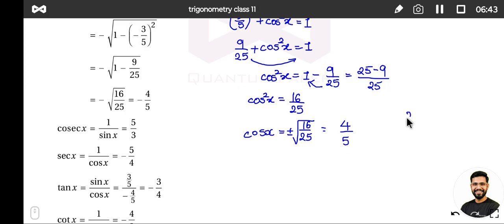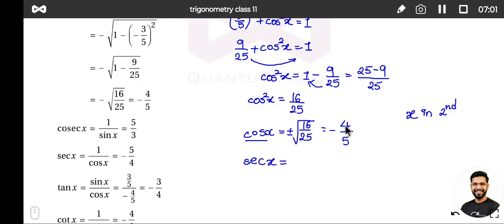In the question it is given that x is in the second quadrant. So in the second quadrant, sin and cosec are positive, but this is cos, so it is negative, so we have to write down the minus sign. So the value of cos x is minus 4 over 5. What is the reciprocal of cos x? Sec x. So take the reciprocal of negative 4 by 5, which is nothing but minus 5 by 4. So cosec is done, sec is done, cos is done. Now remaining is tan and cot.